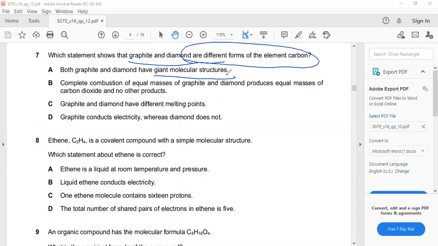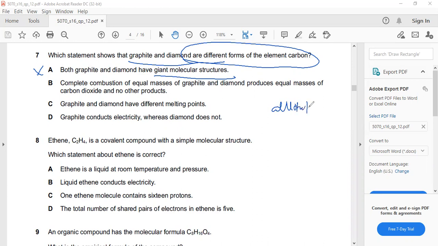This is the question, and if you don't read it properly, some of you may say A is wrong. A is correct, because the piece of information is correct, but A is not the answer. Why? Because the question is about why graphite and diamond are different forms of the element carbon. I mean, why are they allotropes?